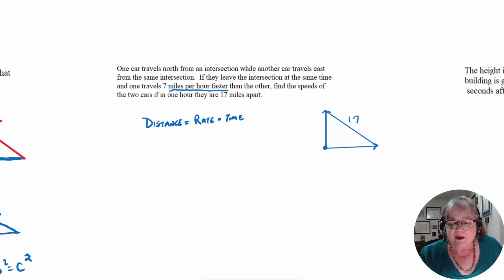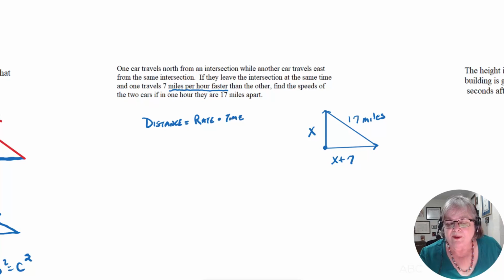apart, okay, and I'm trying to also relate how fast they're traveling to get there, because that's what they told me about their respective size. They didn't give me distances, they told me how fast they were going. So it says one travels 7 miles per hour faster than the other. So if this one was going x, this one is going x plus 7. But this one is a distance. 17 is a distance, and x plus 7 are rates.